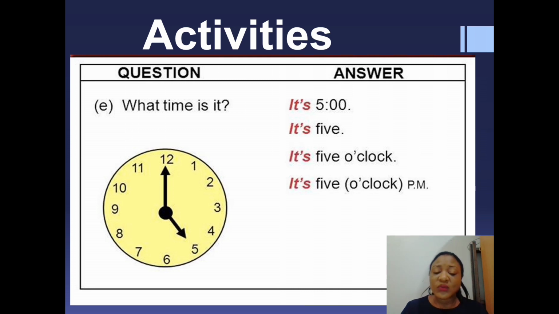So I will ask them, what time is it? It's 5. It's 5:00. It's 5 o'clock. It's 5 o'clock p.m. The second choice can never be the right answer because 5 can mean anything. It doesn't show that it's talking about the clock. So the best choice for this is actually the number 3, which is it's 5 o'clock.